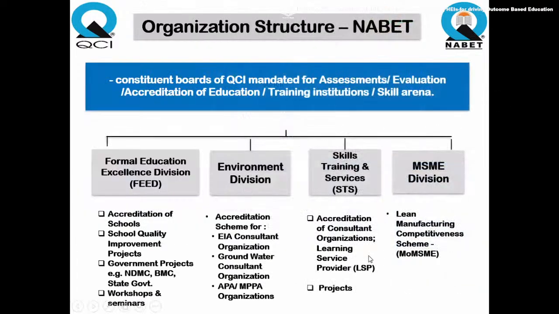So if we talk about the Quality Council of India, we are mandated to do the assessments and evaluation as well as accreditation of education and training institutions in the skill arena. Under the Formal Education Excellence Division, we have the accreditation of schools, the quality improvement projects, the government projects, and the workshops and seminars. Under the Environment Division, we take care of the environment impact consultant organizations accreditation, the groundwater consultant divisions, as well as the coal and the mining organizations. In the Skill Training Service Divisions, we have the accreditation of consultant organizations, the learning service providers and projects. And in the MSME Division, we have the Lean Manufacturing Competitive Scheme.